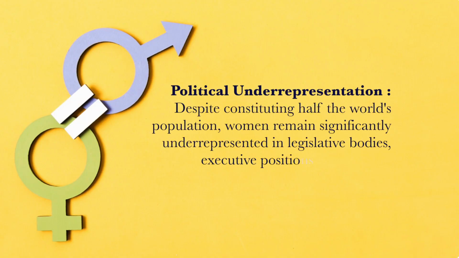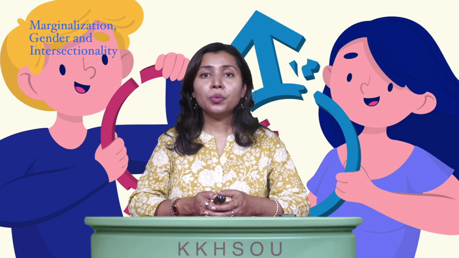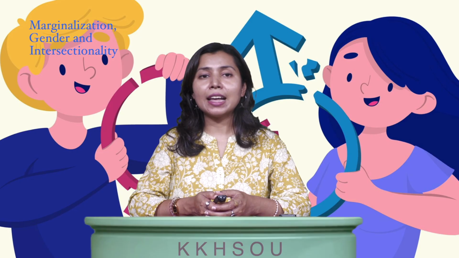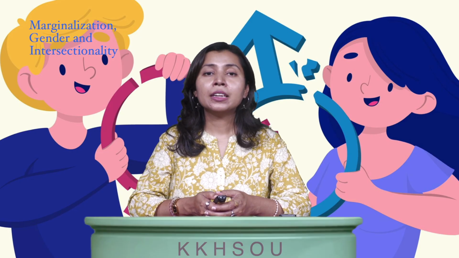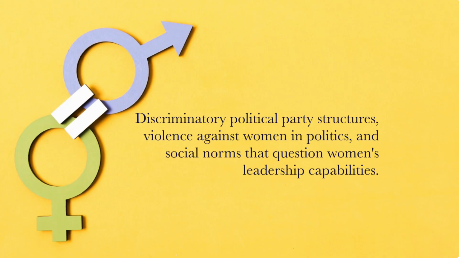Political underrepresentation. Despite constituting half the world's population, women remain significantly underrepresented in legislative bodies, executive positions, and judicial systems worldwide. This democratic deficit means that women's perspectives and interests are often inadequately represented in policymaking. Barriers include discriminatory political party structures, violence against women in politics, and social norms that question women's leadership capabilities.